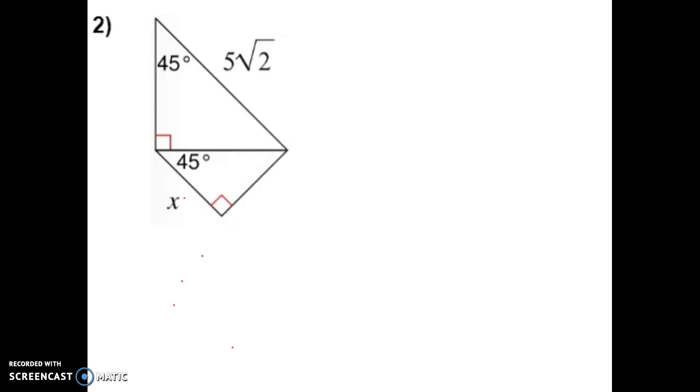All right, here on this one, I want to find the missing side. So I've got a side of 5 root 2. Notice this is a 45, 45, 90, which has side ratios 1 to 1 to root 2. So I want to make sure I use this. So this is the hypotenuse.